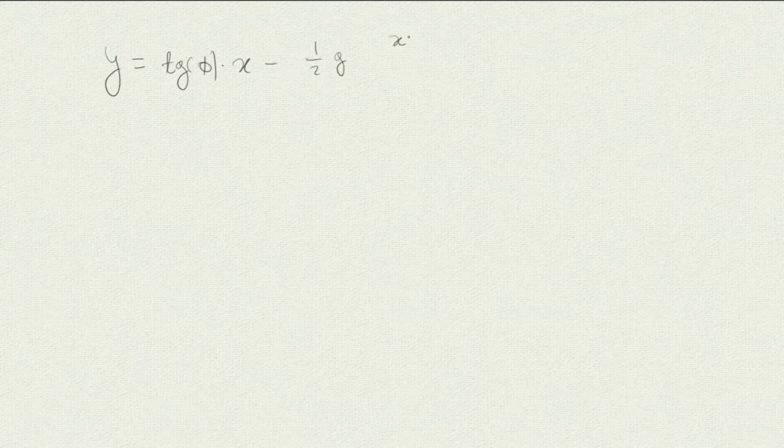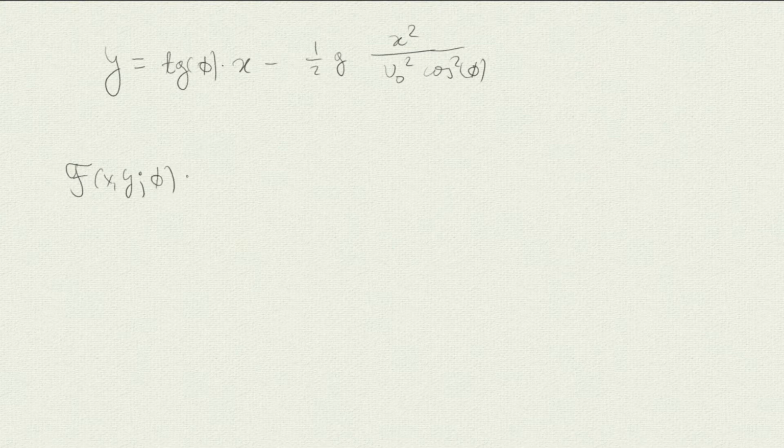So now let's find the equation for the envelope. We have a family of curves here: y equals tangent of phi times x, minus 1/2, and here we have g, and x squared divided by v0 squared and cosine squared of phi. We can write this as an implicit equation, f(x, y, phi), equal to tangent of phi times x minus 1/2. Let's write this like that.